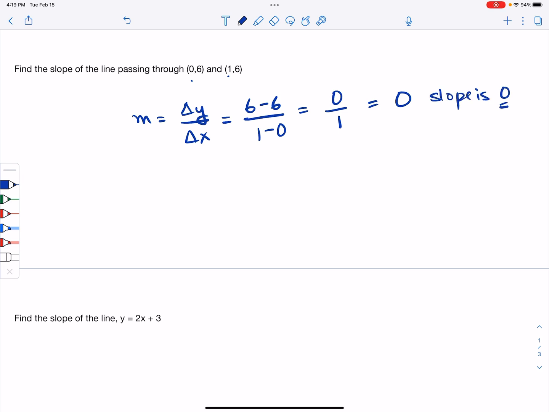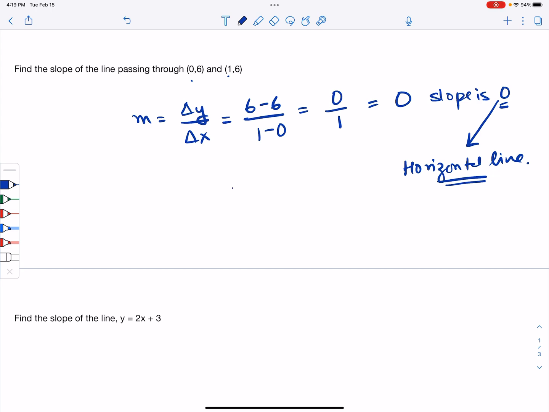But what that means is that when a slope is 0, this line is horizontal. Only a horizontal line has a slope of 0. Okay? Now, since we're talking horizontal lines, you might be thinking, well, what does a vertical line look like?